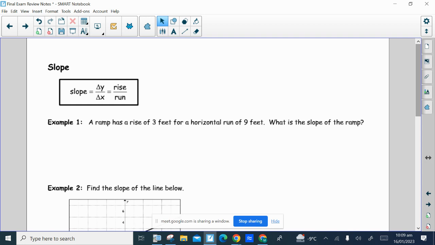Okay, so the next chapter was dealing with slope. Basically, the slope of a line tells you how steep it is. That's really what it is. It's a number. When the slope is positive, that means that the line rises as you go left to right. When the slope is negative, it falls as you go left to right.